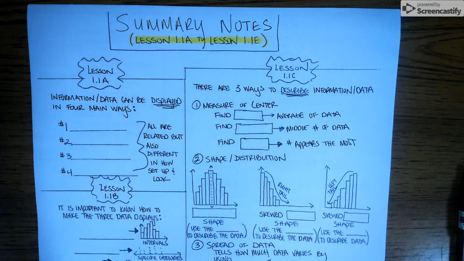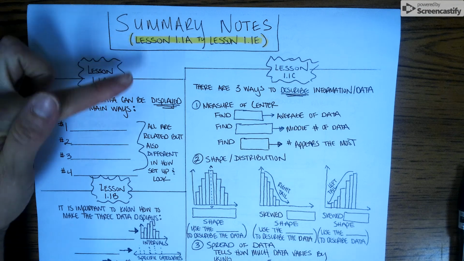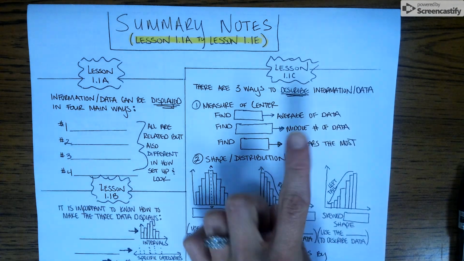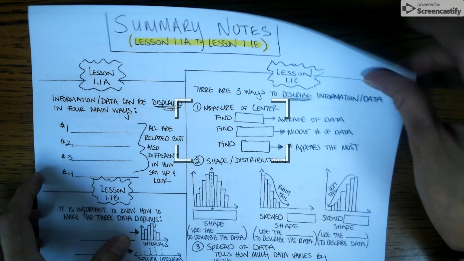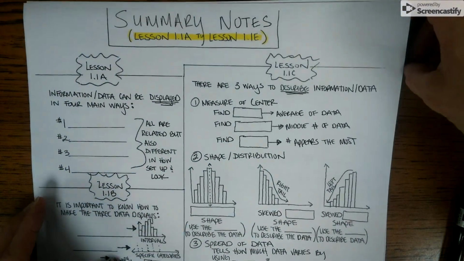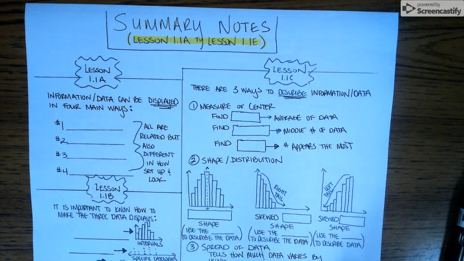So for example, as mentioned before, I'm going to go through lesson 1.1a, lesson 1.1b, lesson 1.1c, D, and E with you. What I'm going to cover is the information or the main concepts and ideas that you need to be able to take away, know, and understand moving forward into our next lessons, and for when we have a summative assessment.